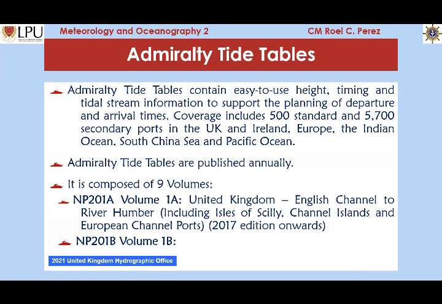So the volume 1 is divided into 2. So we have the NP201A or volume 1A, which is the United Kingdom, English Channel to River Humber, including Isles of Scilly, Channel Islands, and European Channel ports. So this is starting from the 2017 edition onwards, no? So of course, it changes every year. So now, if you are on board, you are going to use the 2021 edition. But this one started in 2017.